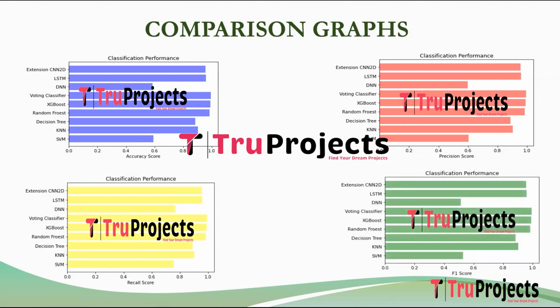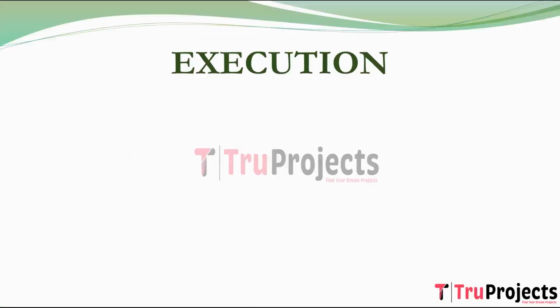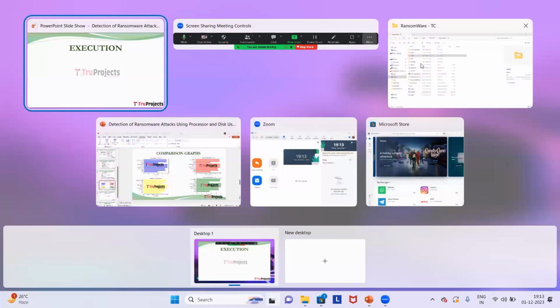This is the F1 score comparison graph. It is the harmonic mean of precision and recall, providing a balanced measure of a model's performance. It is particularly useful when there is an uneven class distribution or when both precision and recall are critical. To execute the project, first we need to open the code folder which contains source code files.